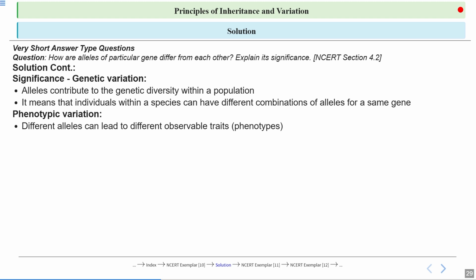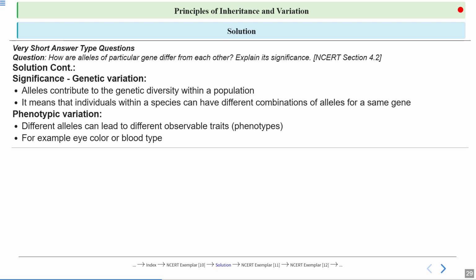Clear? So in case of small t, the plant will be dwarf. In case of capital T, the plant will be tall. In case of capital T, small t, again the plant will be tall. But in the case of incomplete dominance, the heterozygous capital T, small t can be of intermediate height as well. Okay, clear? Examples are eye color or blood type.